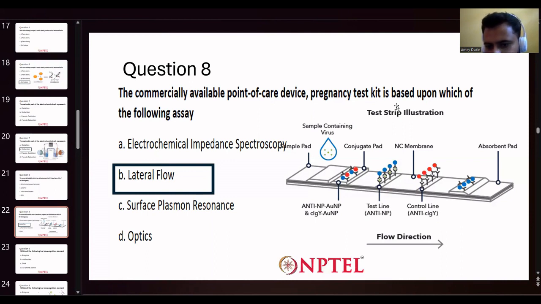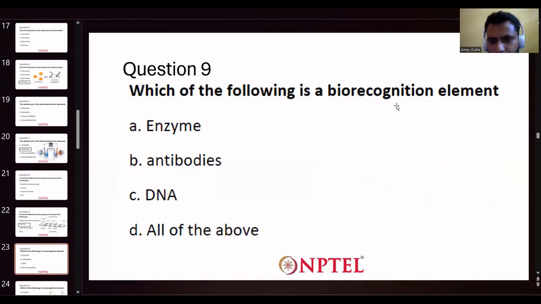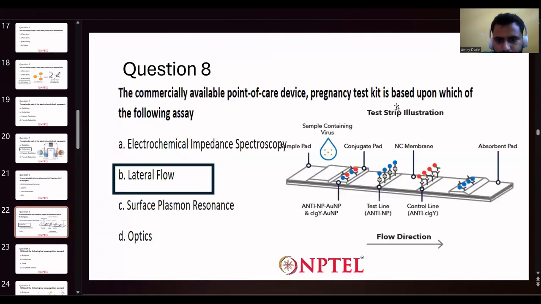If it is negative, then the conjugation will happen in the control zone, and you will see the control line appearing in your test. So these types of tests are called lateral flow tests.